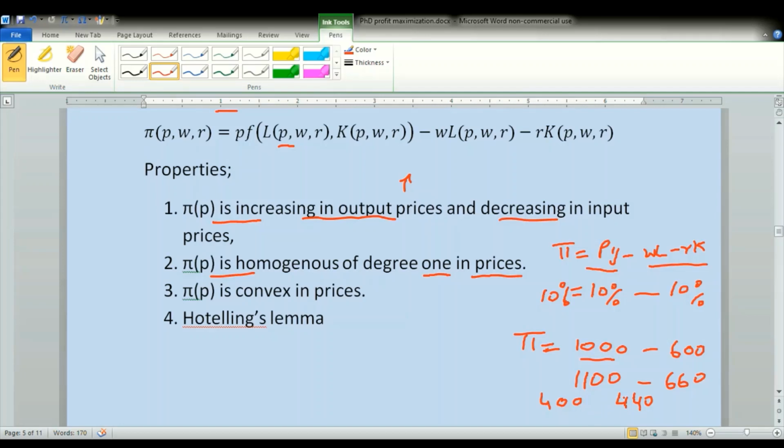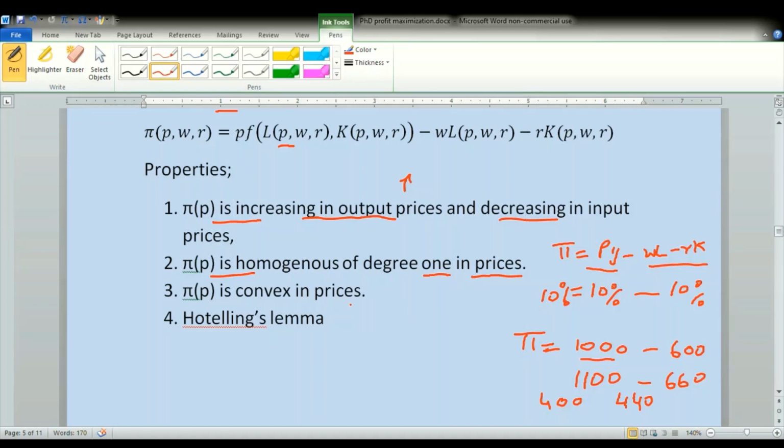That is, the profit computed in terms of the basic price is still 400. But this increase in price is because of general inflation, and whenever there is an inflation, real profit will remain the same, but nominal profit is expected to increase at the rate of inflation. So this makes sense.